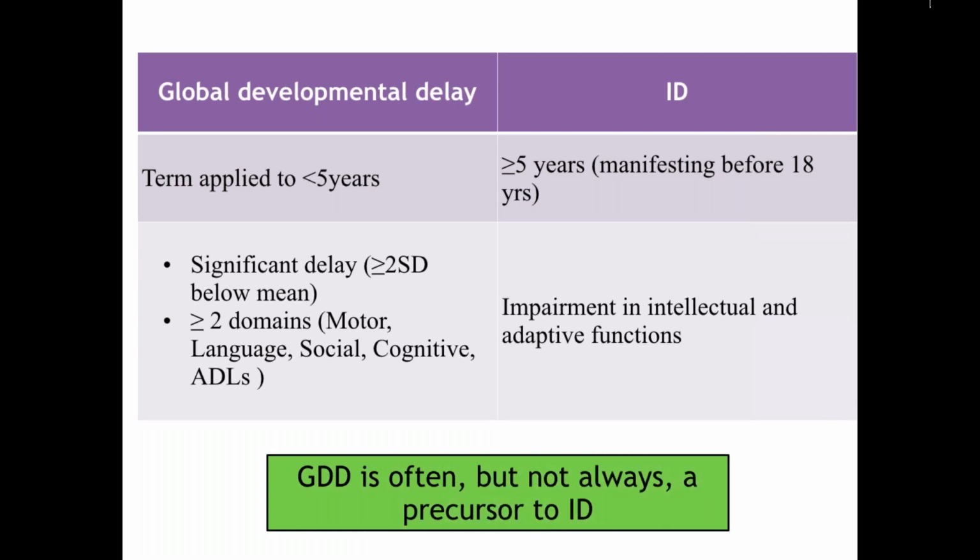GDD is often a precursor to ID, but it is not necessary that all the children who are labeled as GDD would go on to develop ID. This may be because of the neuroplasticity as well and stimulation. So some children who have just GDD with stimulation and early intervention may go on to be out of the classification later in life.